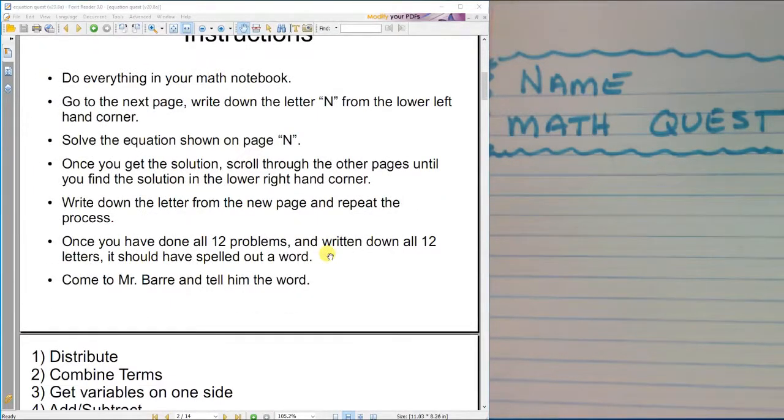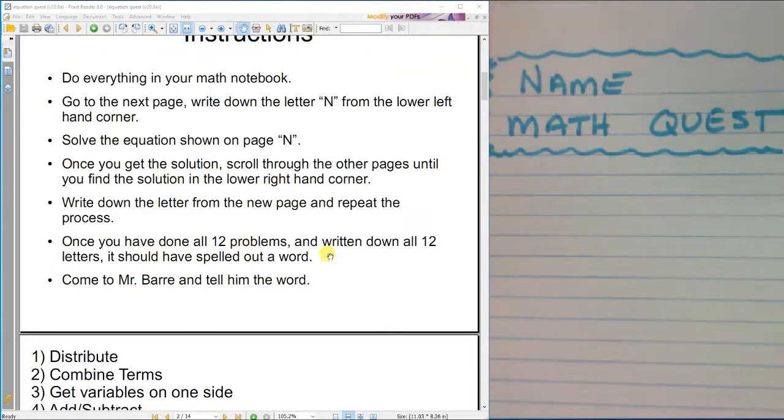I'm going to do everything in my math notebook. In a moment, I'm going to go to the next page and write down the letter N, or whatever letter is there. Remember, this is a generic video that goes with all of my quests, so maybe it'll be some other letter for you. I'll solve the equation or do whatever it tells me to do, shown on page N. Once I get the solution, I'm going to look through the other pages until I find the solution in the lower right-hand corner. I'll write down the letter from the new page and I'll repeat the process.